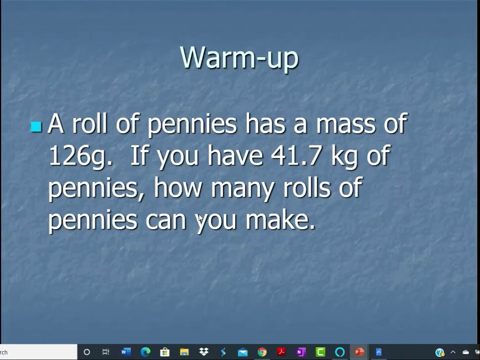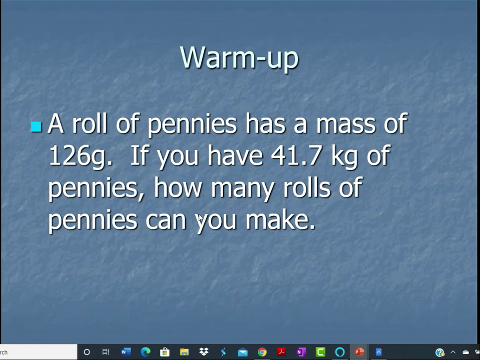So as a warm-up, using the concept of this mole that we're going to deal with, I'm going to pose a question that has nothing to do with chemistry. If I take a roll of pennies, about 50 pennies in a roll, and I put it on a balance, it weighs about 126 grams. I actually did this to make sure that the number was reasonable.